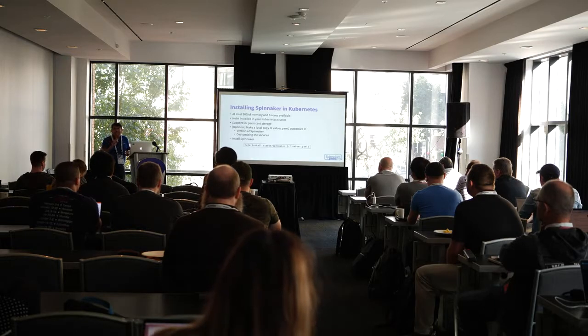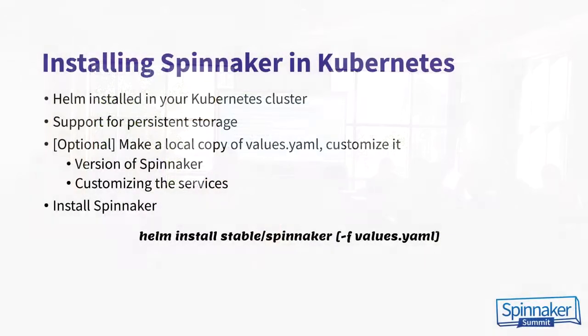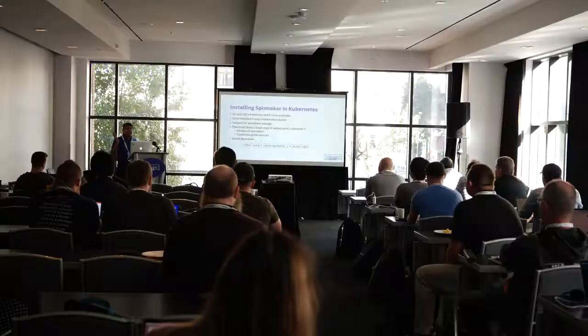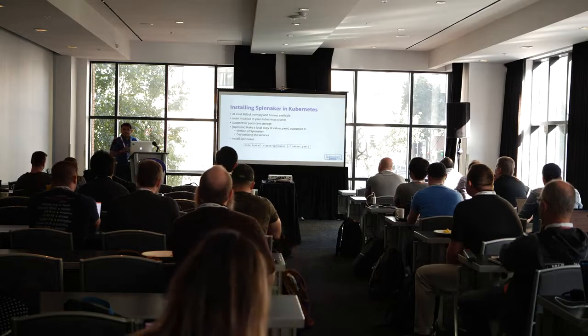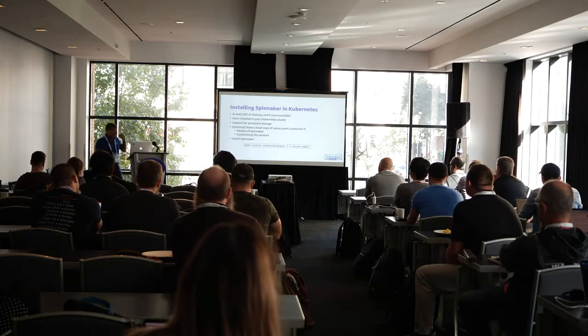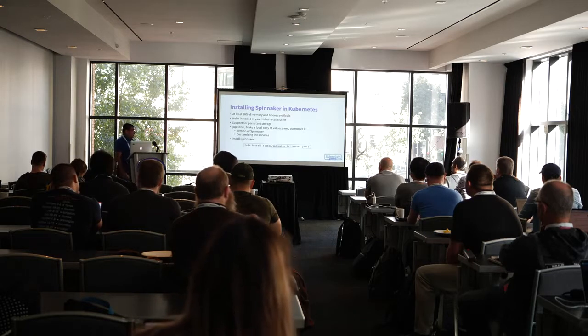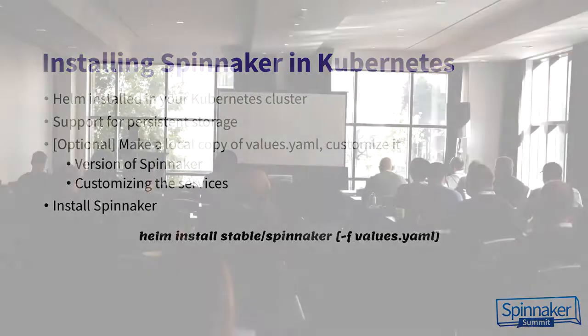2 gig or 20 gig? 20. I'll walk through the values.yaml. How many of you are familiar with Helm charts? Right? So you guys know values.yaml is a pretty good way to configure your deployment. So there is a values.yaml that you can customize quite a lot, and I'll walk you through a little bit. So the Spinnaker Helm chart is published as part of the stable releases. So let's go off and install one.